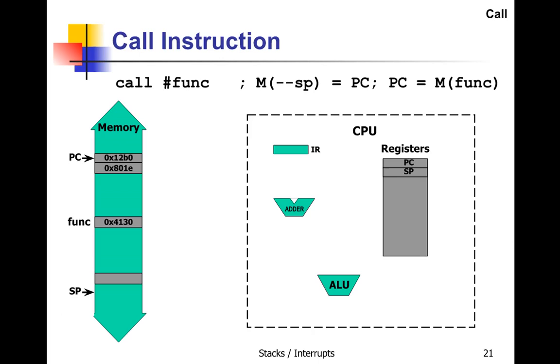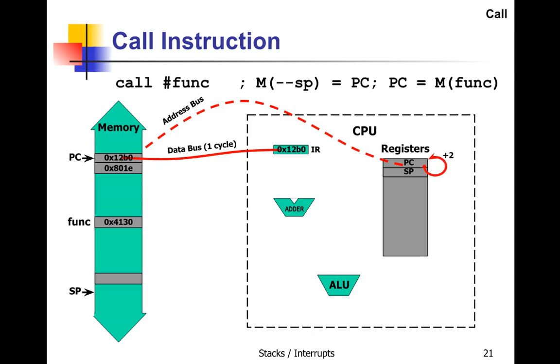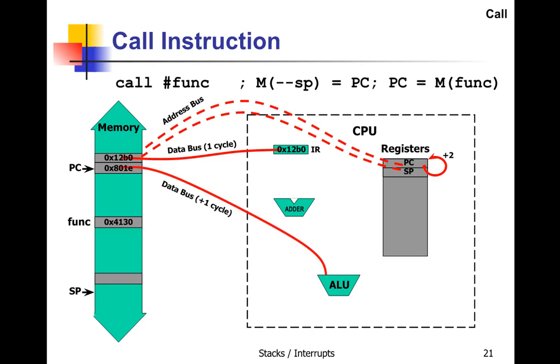So let's see how this works. First of all, the PC goes out. It's pointing at that memory address, the memory in that address, the instruction. 12b0 goes into the instruction register that's decoded as being a call instruction. The program counter is incremented by 2, of course, and the program counter moves down. Then it grabs the place where you're calling. It needs to know where it's going to go to, the 0801E. That's grabbed, and that's put into the ALU.